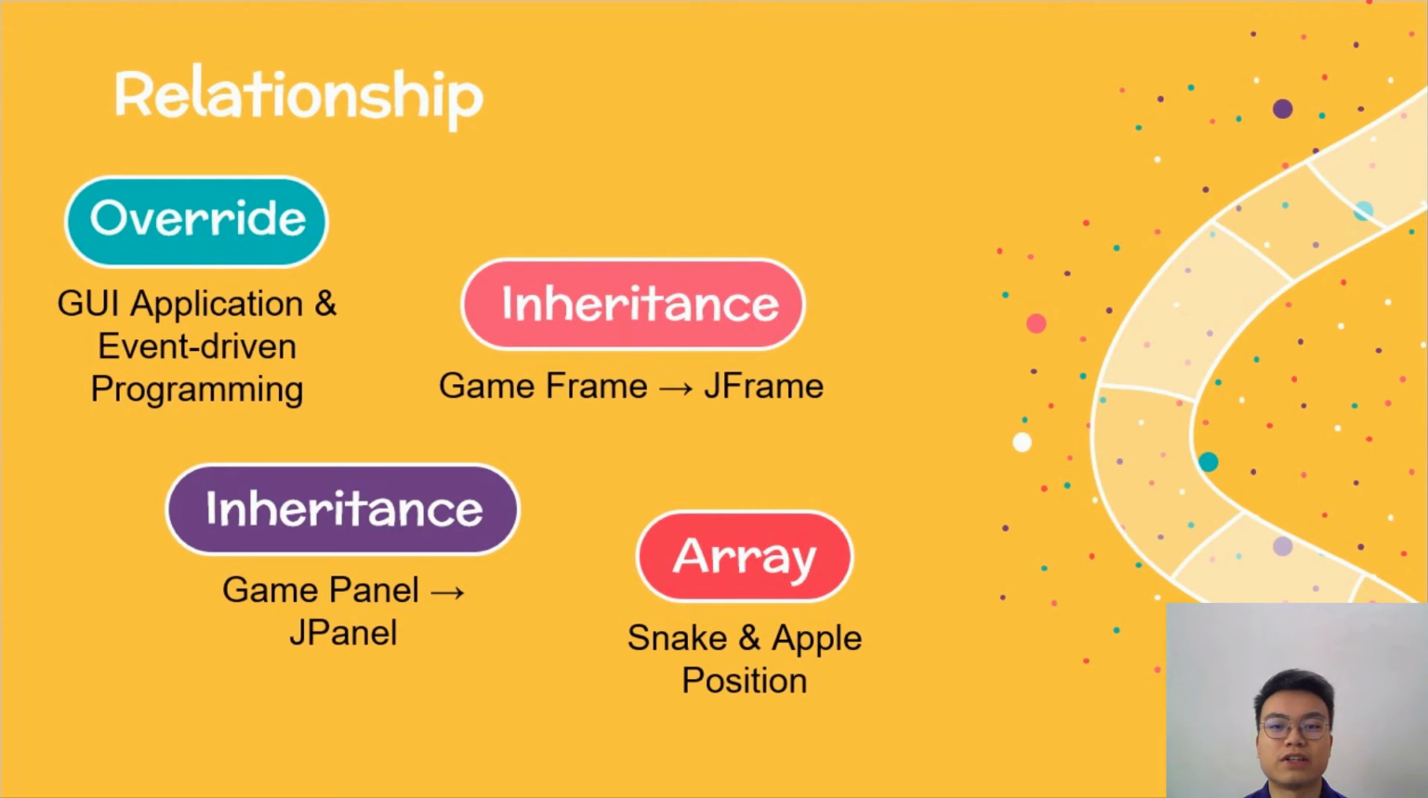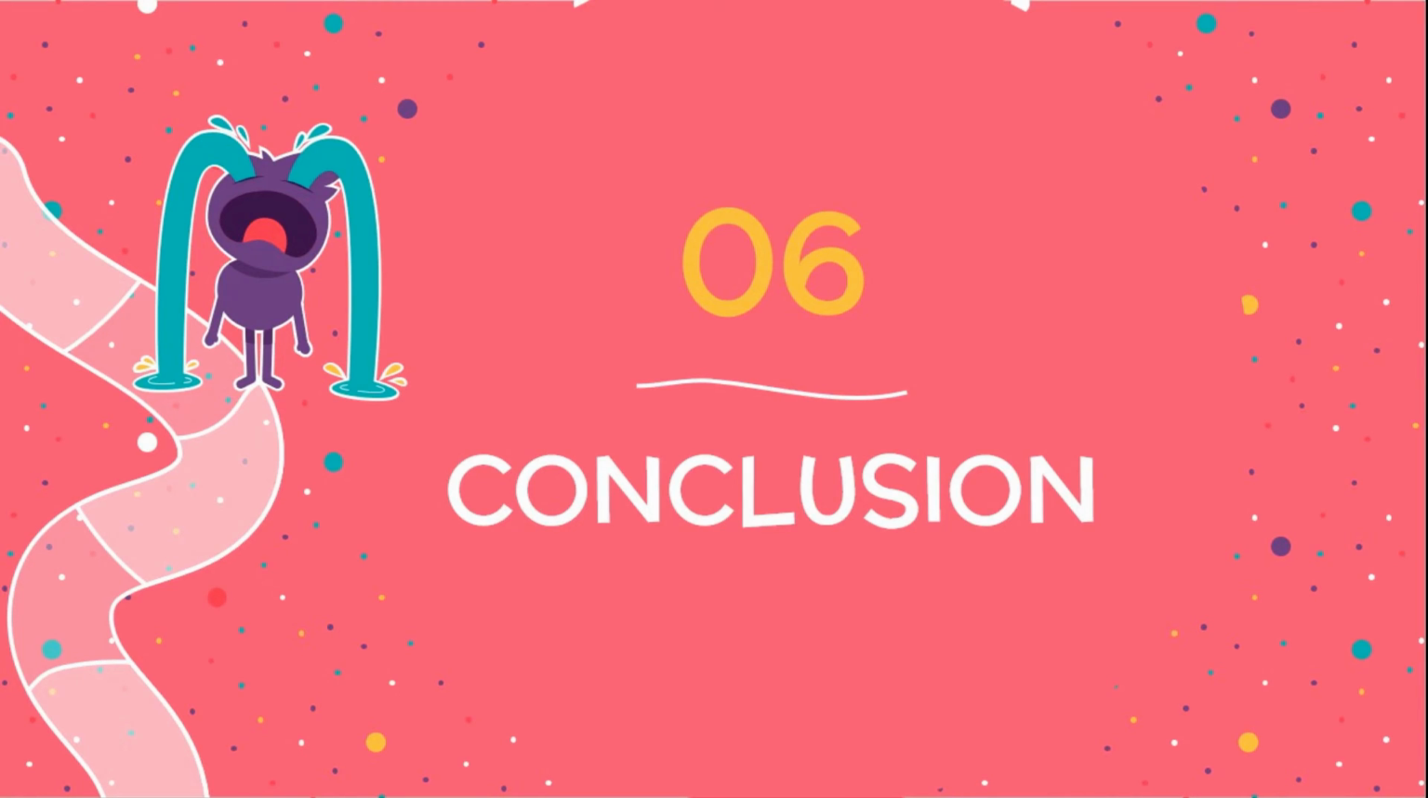We have also practiced inheritance, where we extended game frame class with JFrame and game panel class with JPanel. Finally, there was usage of one-dimensional arrays for the position of our snake and apple. So that is all for the explanation on our project relationship with the OOP course chapters.